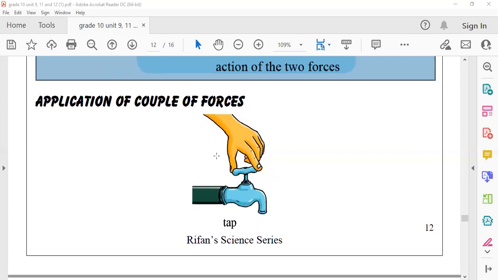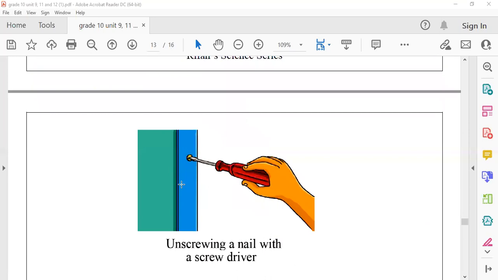Similarly, when we are turning a screw, screwing or unscrewing, two forces act as you turn it. Understood? Two forces. If you keep a screwdriver and turn and fix, there you are applying a couple. Clear? Yes, sir.